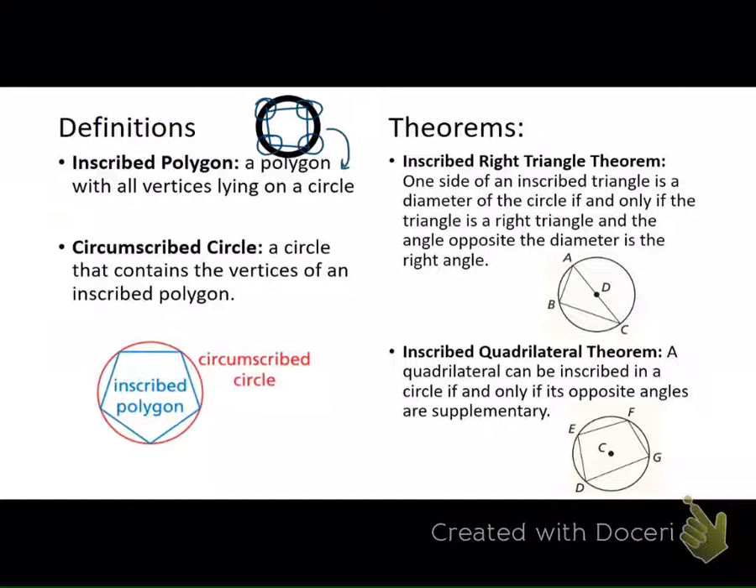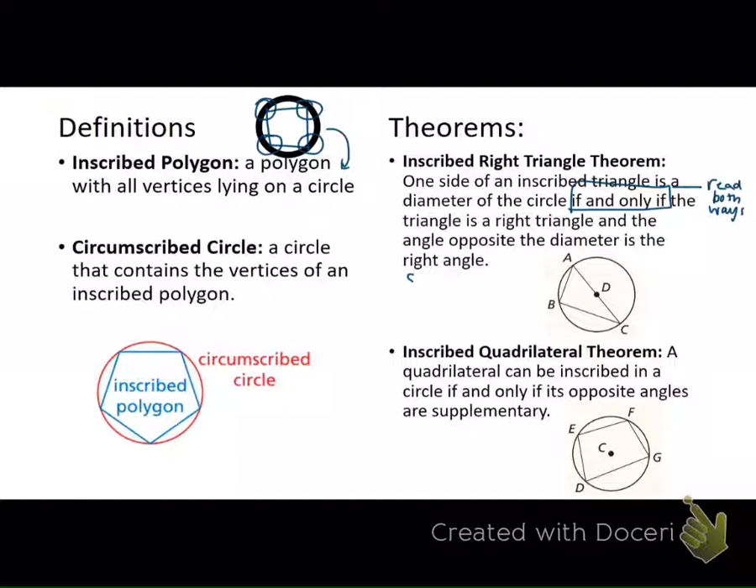So, the inscribed right triangle theorem. One side of an inscribed right triangle is a diameter of the circle if and only if the triangle is a right triangle and the angle opposite the diameter is a right angle. Notice this is if and only if, which means it can be read both ways.